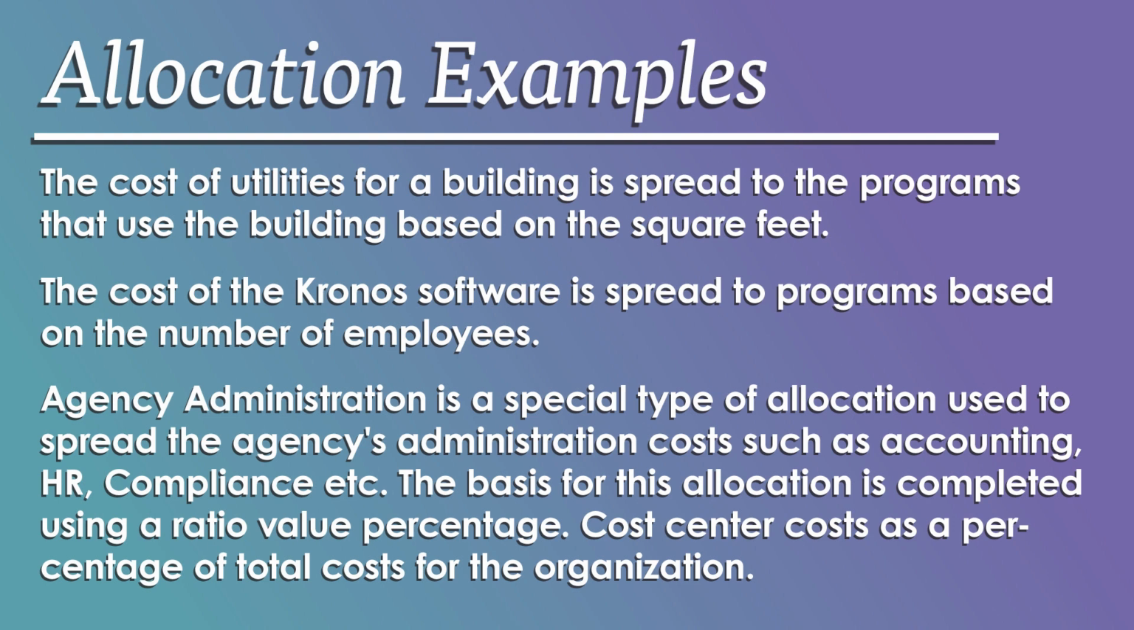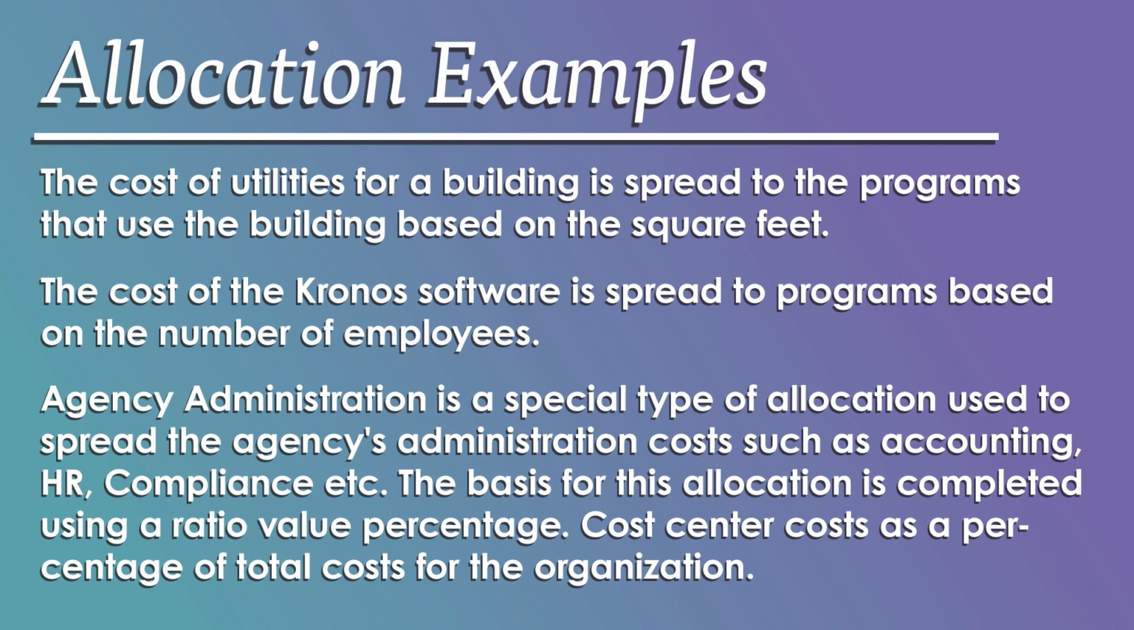Costs of utilities for a building are spread to the applicable programs that use the building based on square footage. Another example, the cost of the Kronos software, is spread to programs based on the number of employees. Another example is agency administration, which is a special type of allocation that is used to spread the agency's administrative costs such as accounting, HR, compliance, etc.